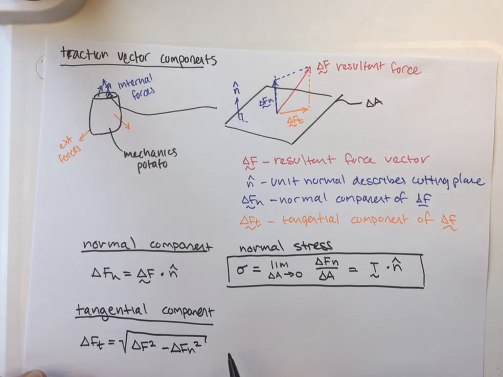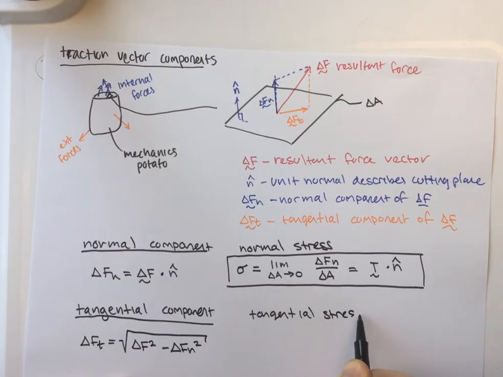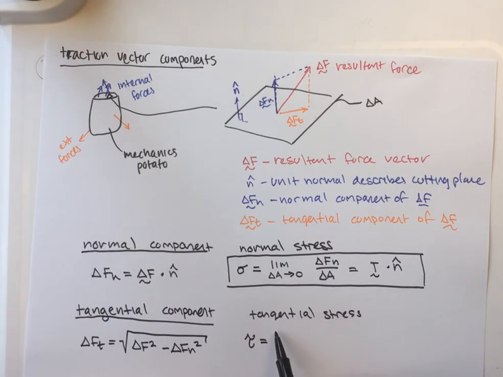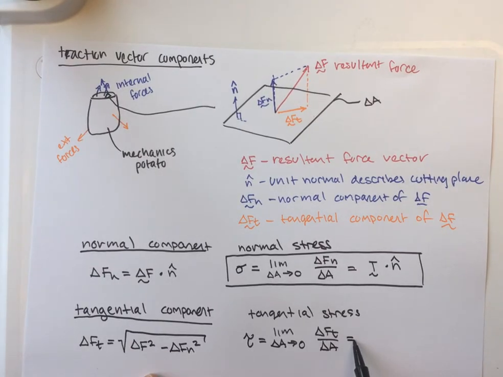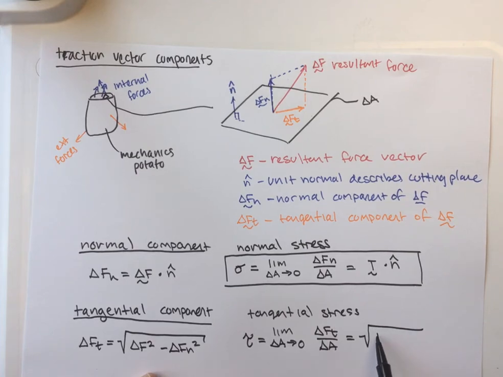So there you go. Now we have a value, and if we want to know what the tangential stress is, the magnitude, we're going to give that another name. We're going to call it tau for tangential, and that's going to be equal to the limit as delta A goes to 0 of delta Ft over delta A, and that's going to be equal to the square root of the magnitude of the traction vector squared minus the magnitude of the normal stress squared. And there you have it.